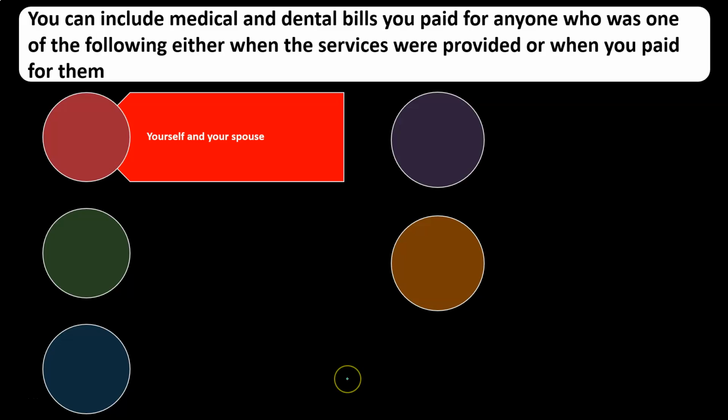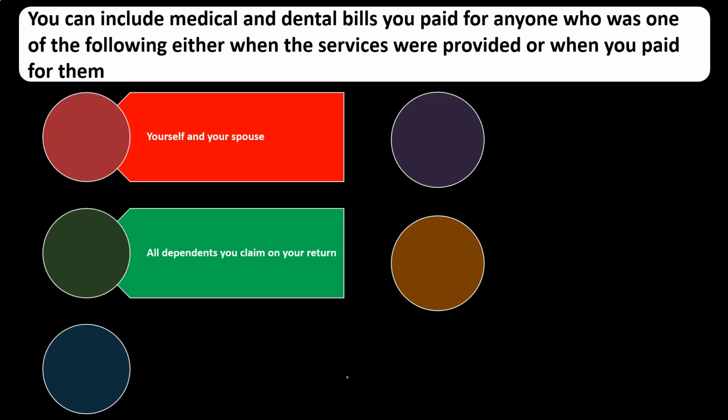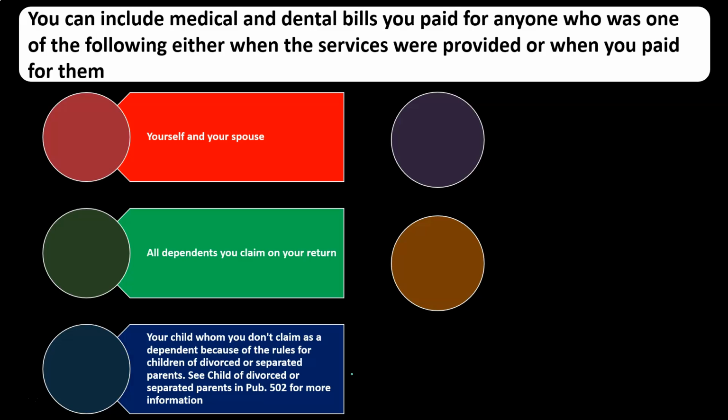In any case, you can include medical and dental bills you paid for anyone who was one of the following, either when the services were provided or when you paid for them. Obviously, yourself and your spouse. So if the medical and dental bills were related to yourself or your spouse, and all the dependents you claim on your return. That's what you would basically expect. The normal circumstance would be for yourself, your spouse, or someone else claimed on the return, such as dependents.